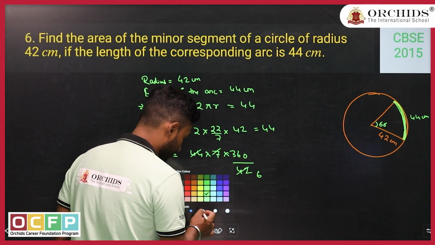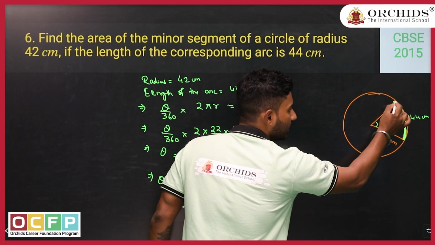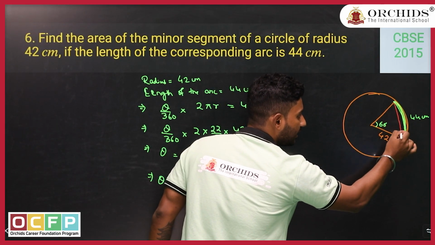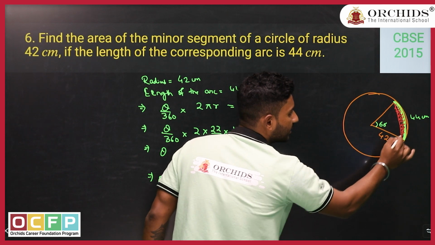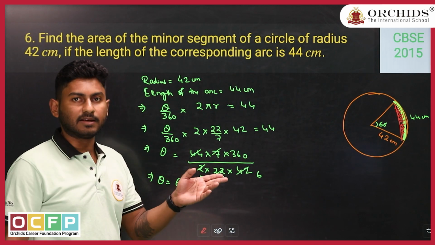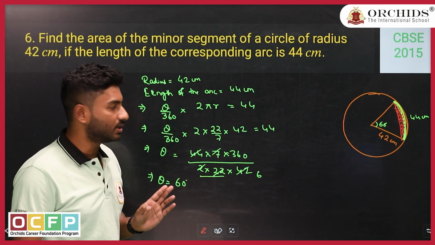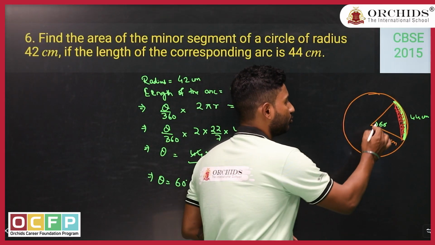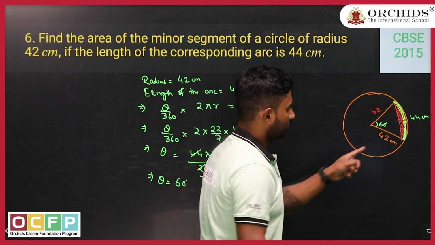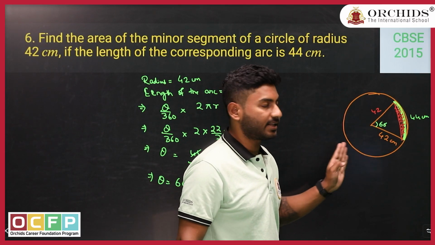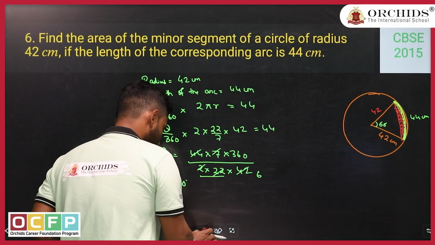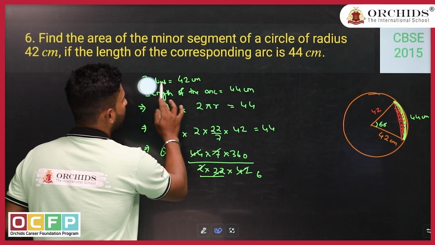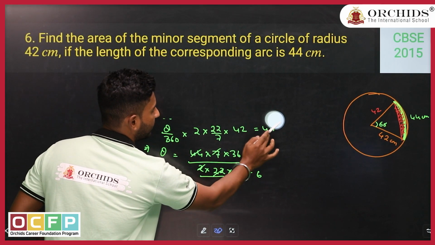Just make the minor segment first of all. Here if I draw a line, this portion is the minor segment. Again, just like the previous question, this is 42, this is also 42, this is also 42, and the angle is 60 degrees, so it has to be an equilateral triangle. Let us erase this part. Since we know the angle, I have written the angle there.